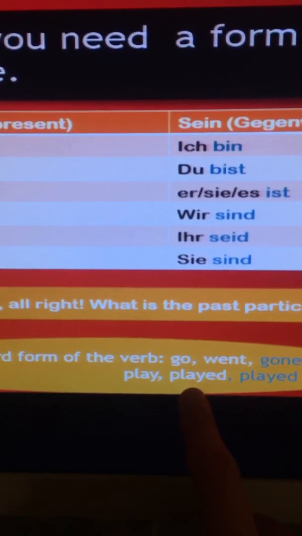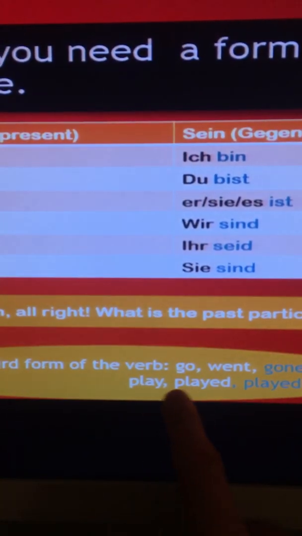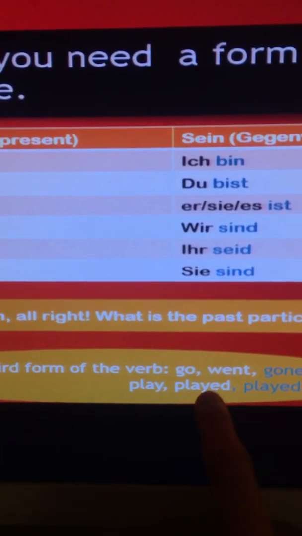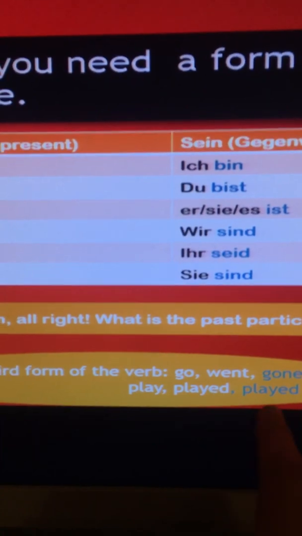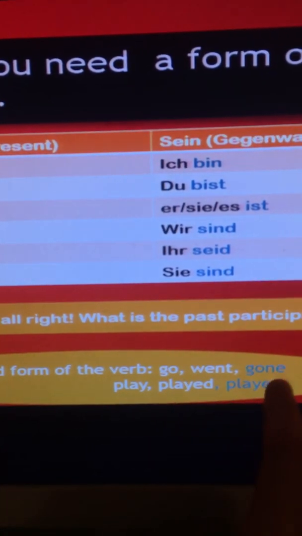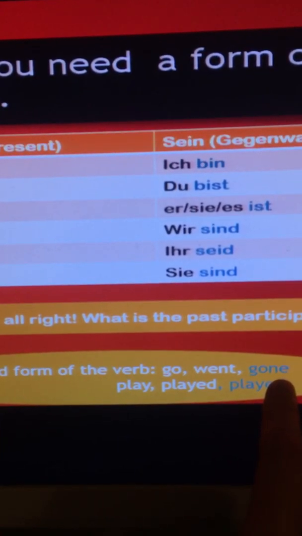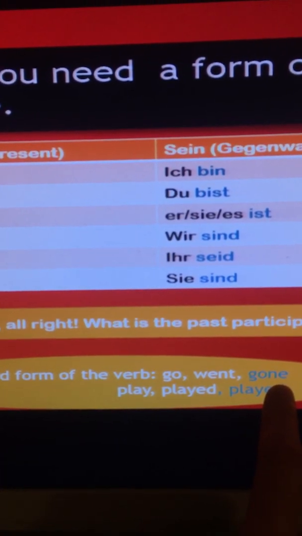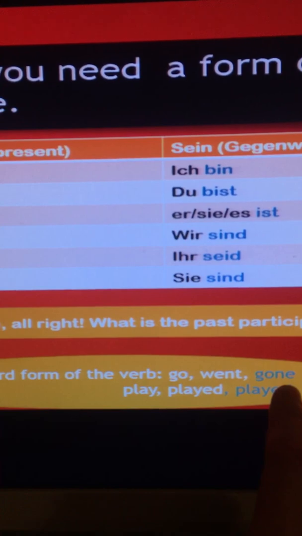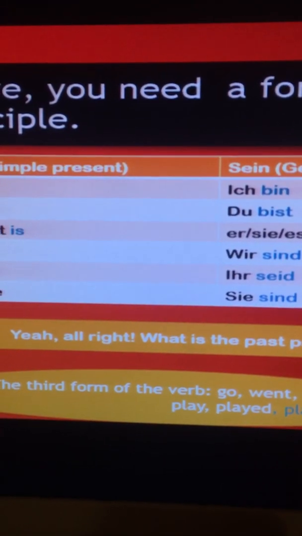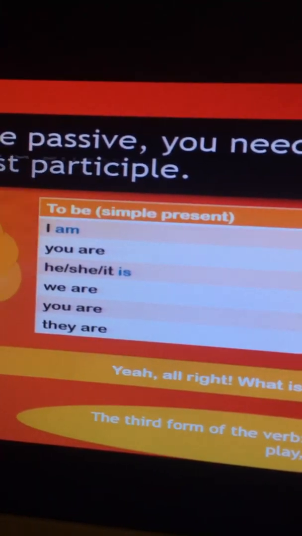Play, played, played. That's a regular verb and stays the same here. We haven't got much change there. You won't find it in the table. This you find in your table, in your book. I believe it's on page 267. Check it out. That is the third form. Okay? Now let's have a look.